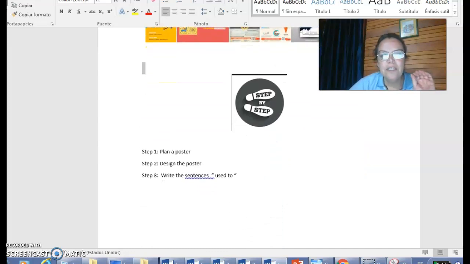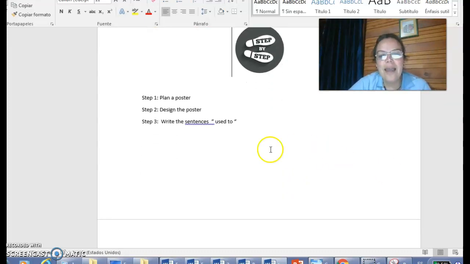First step, you plan a poster. Okay, when I was a child, I used to play soccer, or I used to play with my friends. Second, you design the poster. You draw yourself when you were a child, smaller, and you design a poster. You draw the picture, or whatever you like, and write sentences with used to.